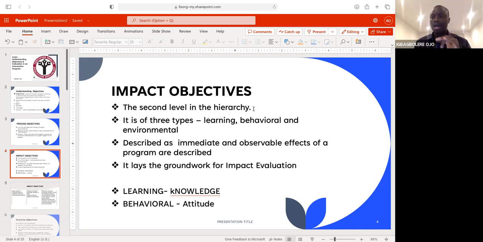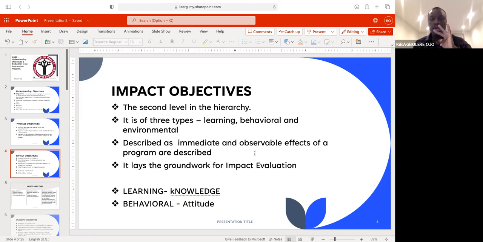And this is the important part. This is important because a CHES question may not ask you, quote unquote, to identify an impact objective, but might ask you to identify a type of impact objective. So this is extremely important to understand. So please stay with me. Three types. And the three types are: number one, learning. Number two, behavioral. Number three, environmental.